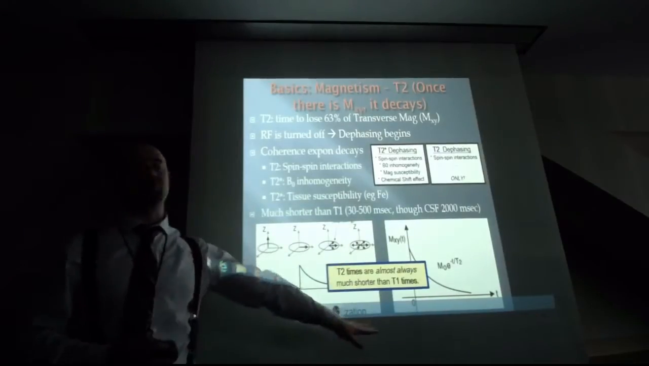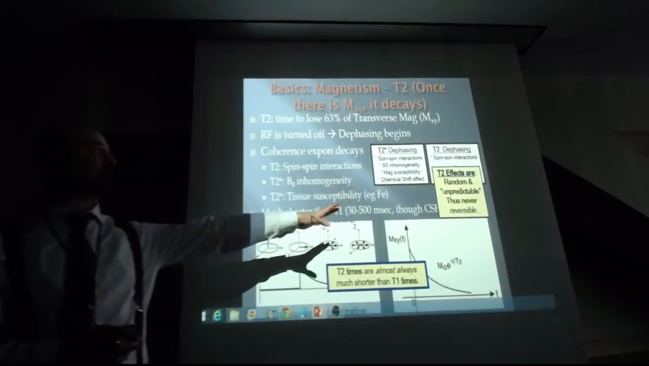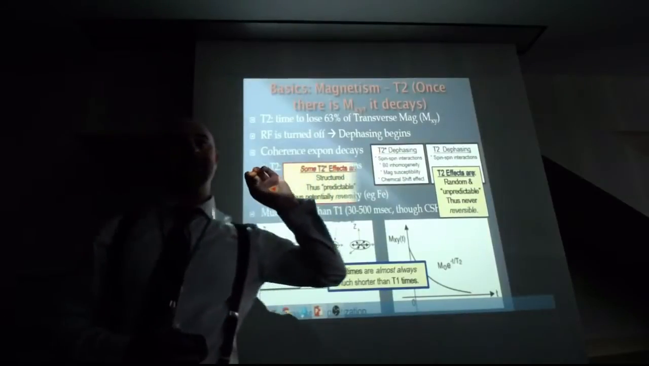Okay, so T2 and T2 star are another thing that often confuses people. T2 is just a subset of T2 star. T2 star is a possible thing that can contribute to the loss of transverse magnetization: spin-spin interactions, field inhomogeneity, magnetic susceptibility, and chemical shift effects. Whereas T2 is just the spin-spin interactions.